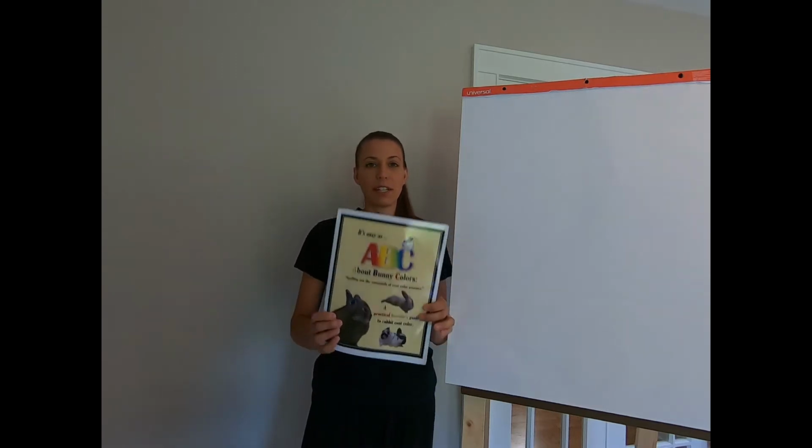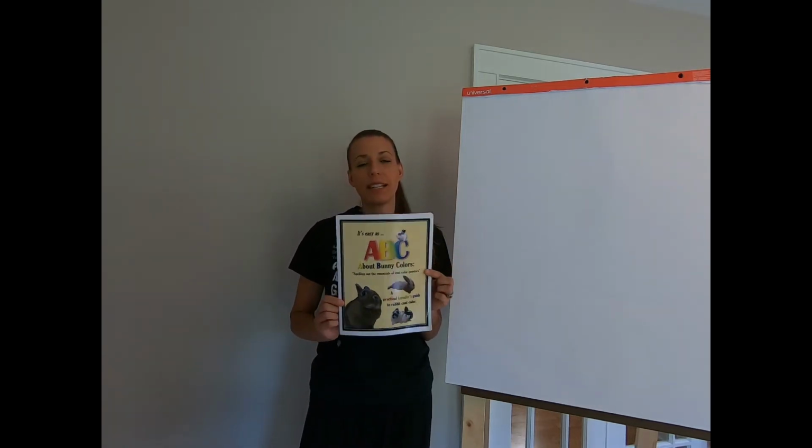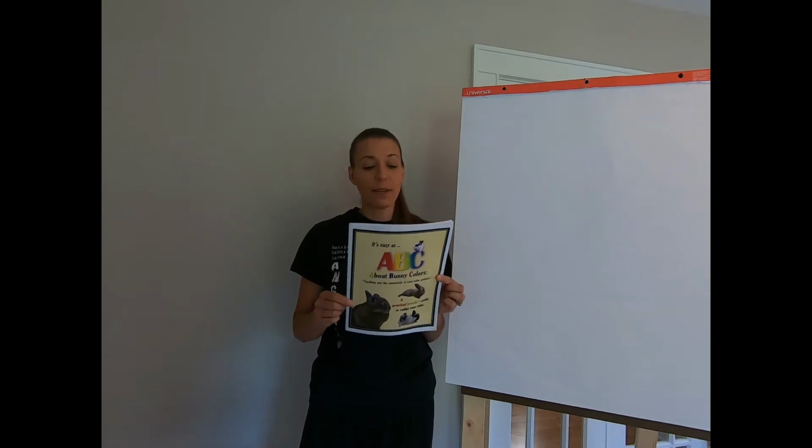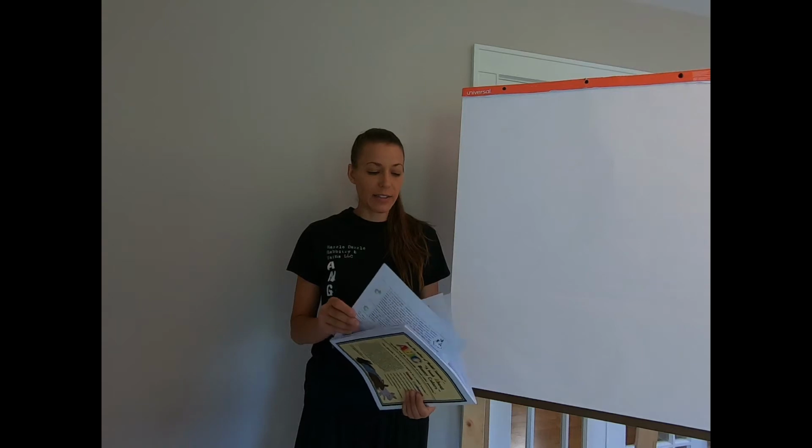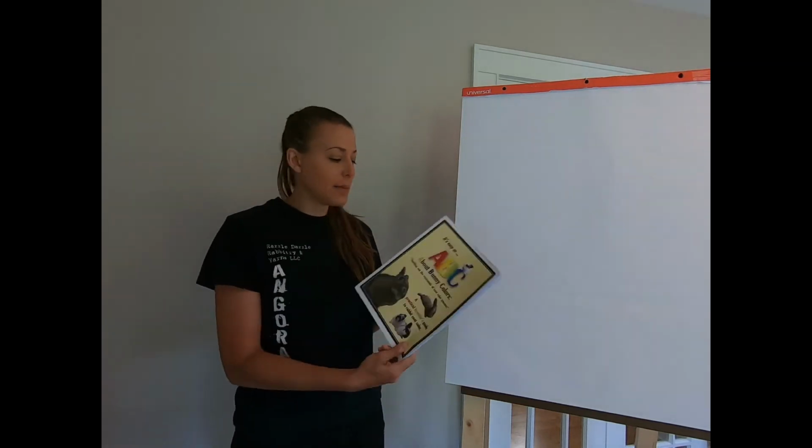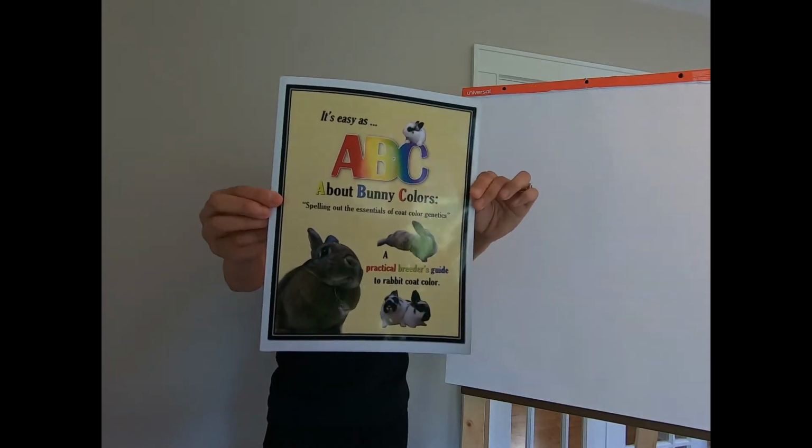Before we get into today's video on how to breed for blue-eyed white rabbits, all the different things you need to consider, I want to share this book. This is the second copy of the book that I've owned, and I use it so much, it's literally falling apart. The pages are coming out of it. It's called It's As Easy as ABC, about bunny colors.